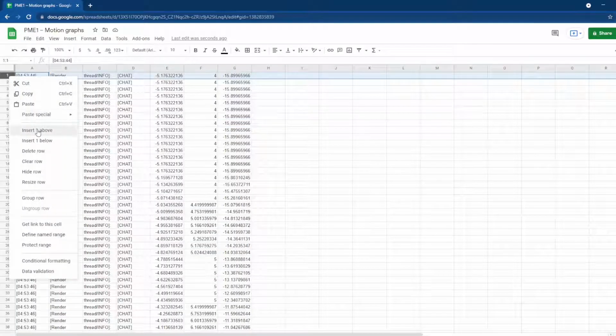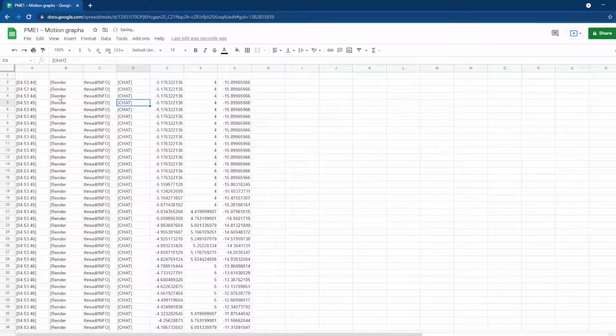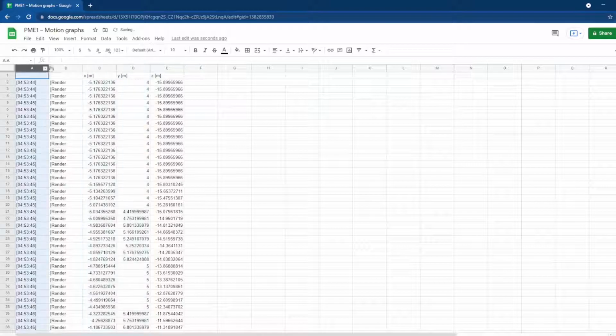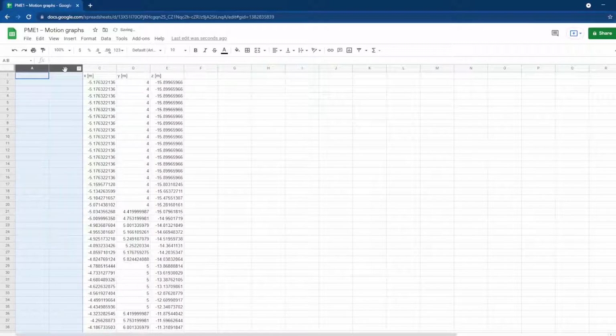We will also insert one more line at the top because we want to name our data. So E currently is the X coordinate. X coordinate is in meters. Y coordinate is also in meters, and the Z coordinate just as well. Now, next to the coordinates, we only need two columns. So let's delete 2 and empty the contents of the other 2.